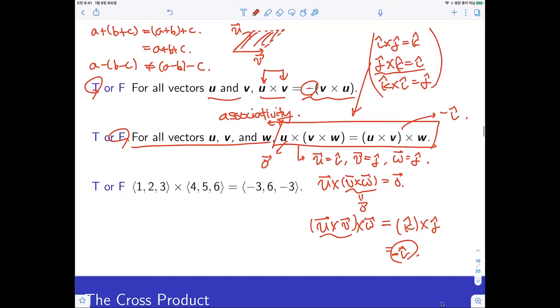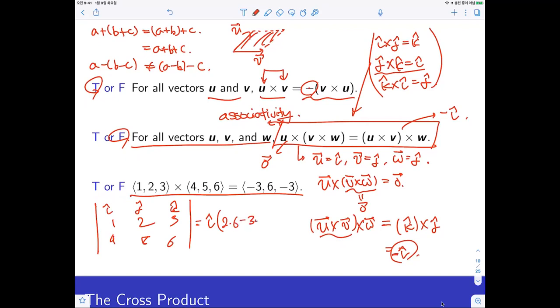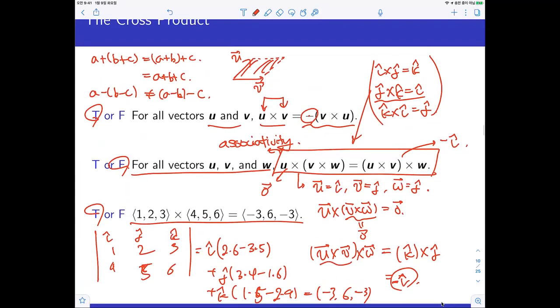Okay, to calculate this cross product, we have i, j, k, 1, 2, 3, 4, 5, 6. Then we get i(2·6 − 3·5) plus j(3·4 − 1·6) plus k(1·5 − 2·4), to get −3, 6, −3. So this is true. So just record how to calculate the cross product from the determinant form.